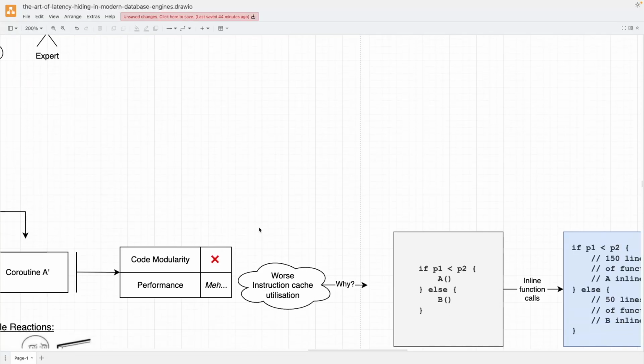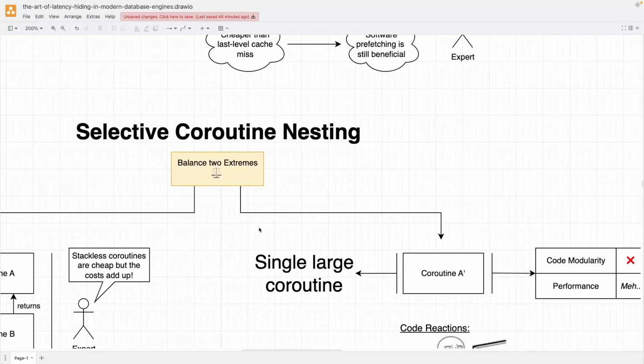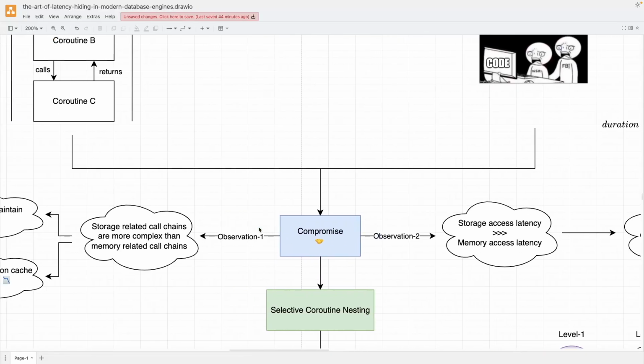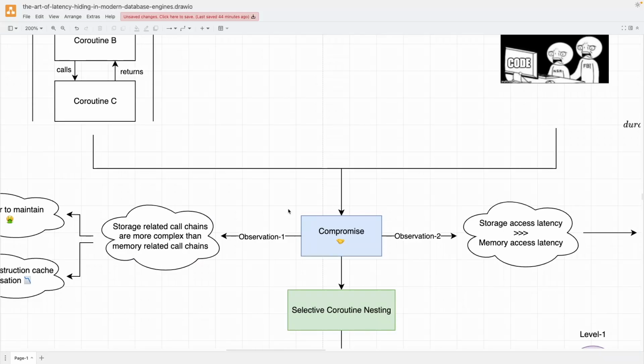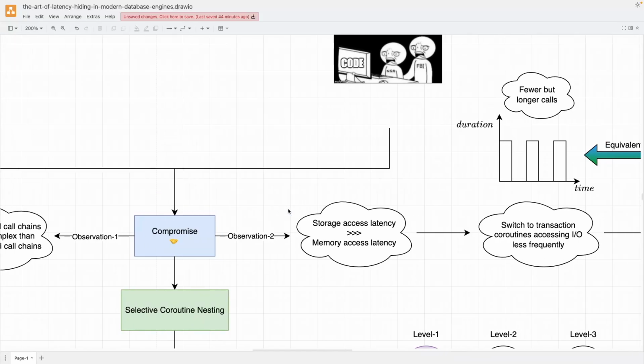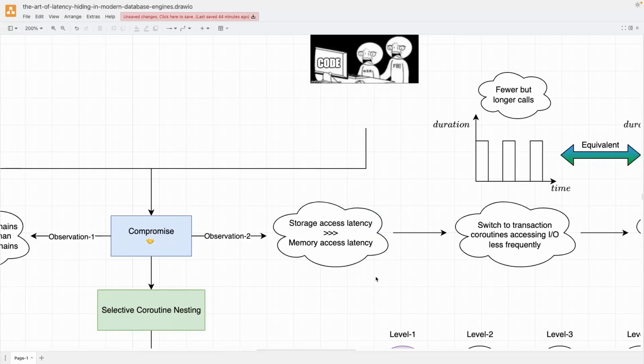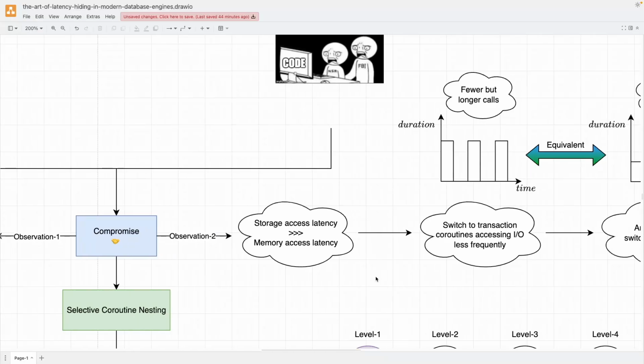So what the authors note is that accessing storage is quite expensive in terms of the code path compared to accessing memory. So maybe there we can do some trade-offs in terms of keeping one code path nice and modular and easy to maintain, but we keep the other code path inlined or squished into one function as much as possible. The second observation is that accessing storage, and we know this one, takes much longer than accessing memory. That's just the reality that we have to deal with.